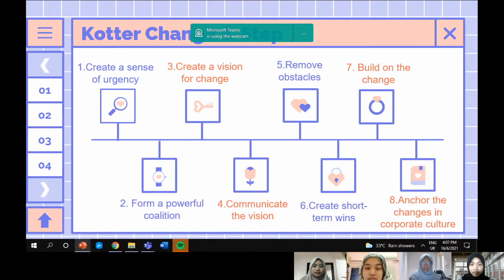There are 8 steps. One, create a sense of urgency. Number 2, form a powerful coalition. 3, create a vision for change. 4, communicate the vision. 5, remove obstacles. 6, create short-term wins. 7, build on the change. And 8, anchor the changes in corporate culture.